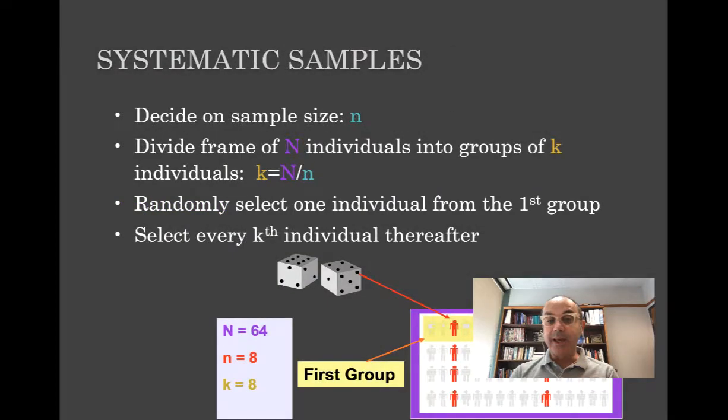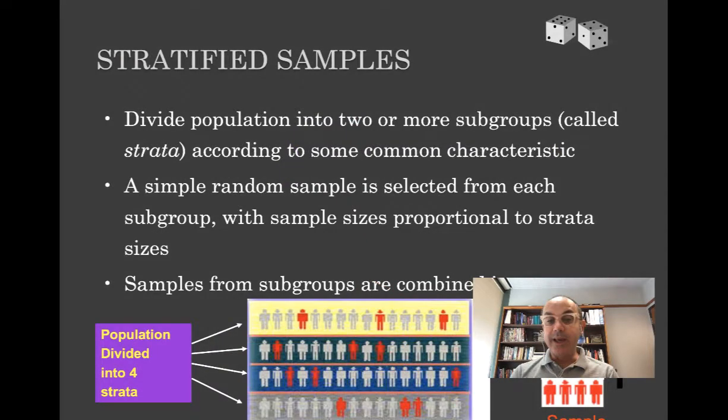A systematic sample, again, is a little bit more complex. We divide individuals into groups, and we randomly select one individual from the first group and select every kth individual afterwards. So we have a structure for how we do that, and that's why it's called a systematic sample.